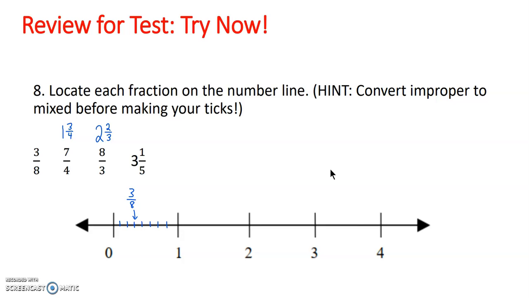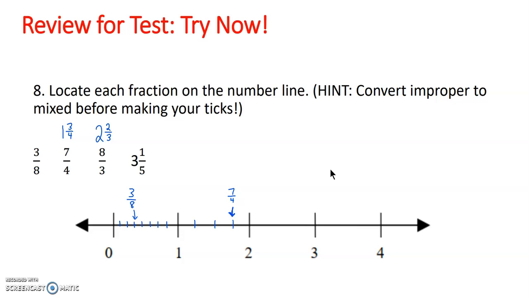7/4 is the same as 1 3/4. So I'm going to divide between 1 and 2. I'm going to divide it into quarters. So I'm going to make 3 ticks. 1, 2, 3. So 1 3/4 is right over here, but I'm going to write the original number, 7/4, on my number line.